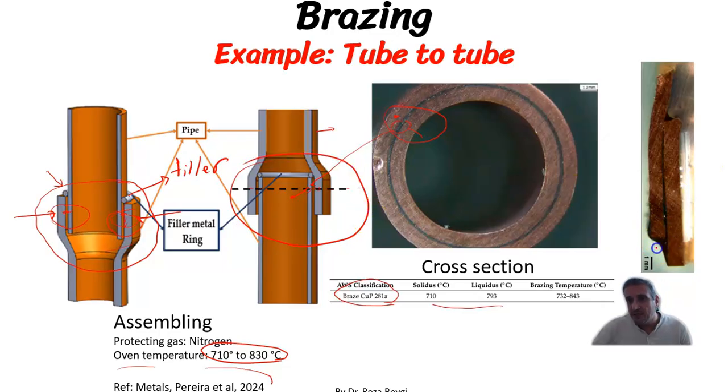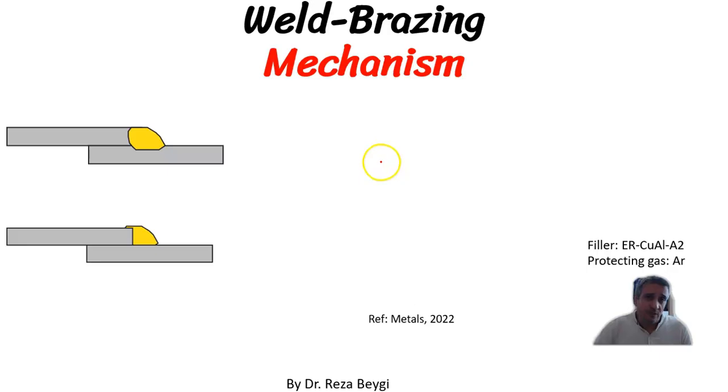And you can see that the molten filler material is drawn into the gap very completely, and we have wetting, complete wetting of the surfaces of two adjoints with the filler material, and this is indicative of an acceptable brazing process. What about weld brazing? Weld brazing lies between welding and brazing. It has some similarity with both processes and also some differences between these processes.